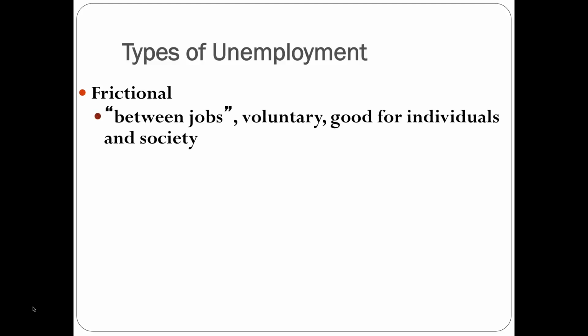Now we're going to look at types of unemployment. The first type of unemployment I want to look at is frictional unemployment. This is basically the unemployment that occurs between jobs. It's voluntary, it's good for individuals and society. If somebody graduates college, they're looking for their first job, or they quit one job to get another job, for a period of time they're not going to have a job, and at that time they are frictionally unemployed.